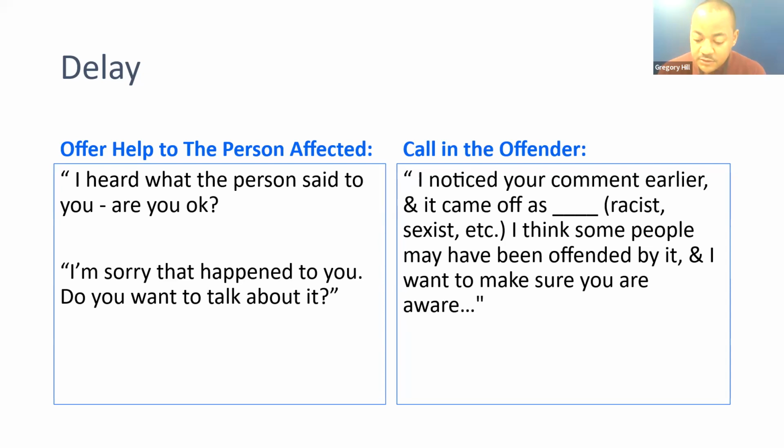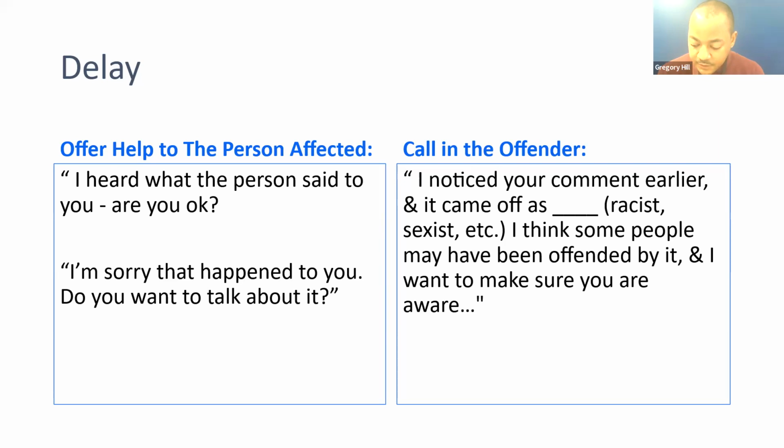You may also choose to talk privately with the offender after the fact, especially if you know the person or you are in a position to do so. Power dynamics and hierarchy come into play here, and you may or may not feel comfortable approaching the person depending on who they are. You might be able to combine some delegation here and ask for help from someone who does know the person or is in a position of authority.